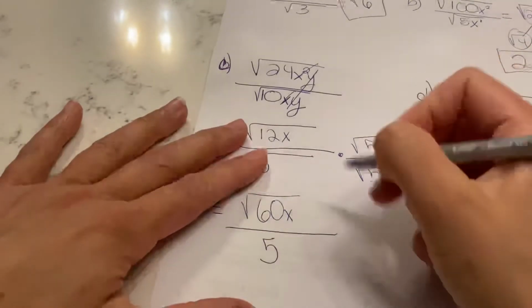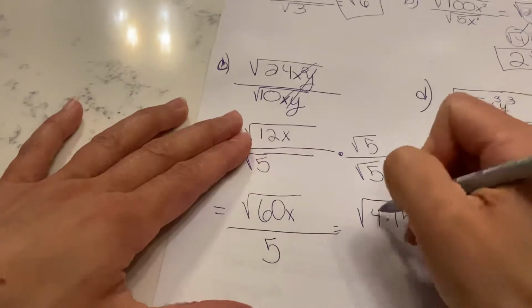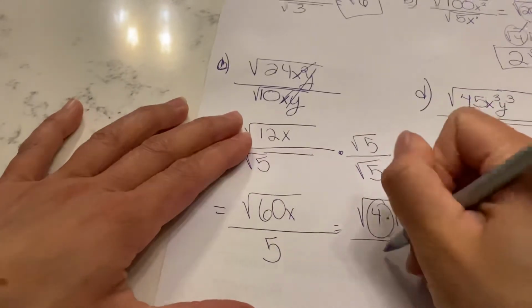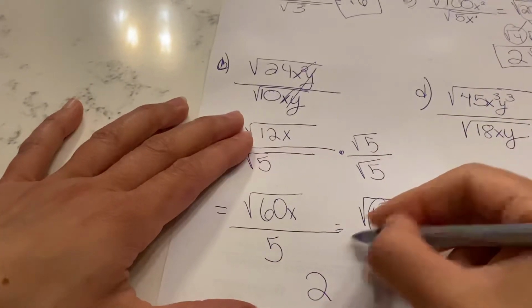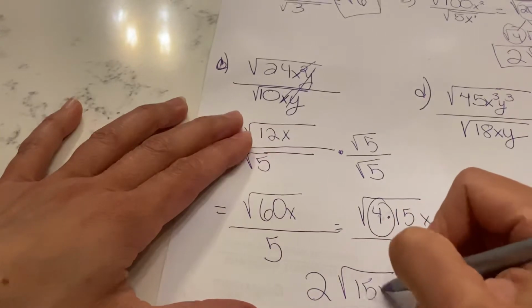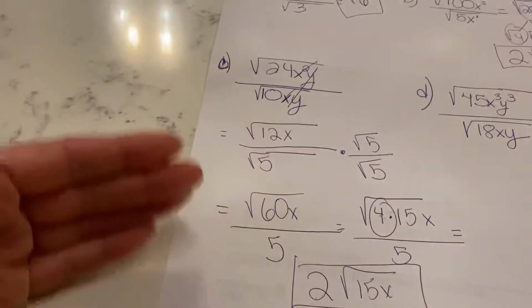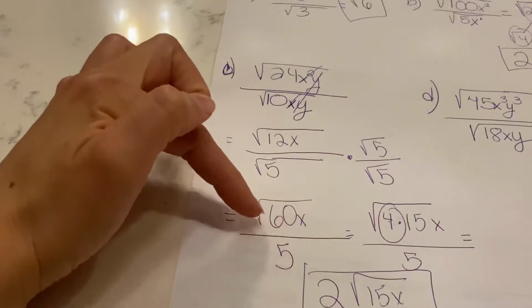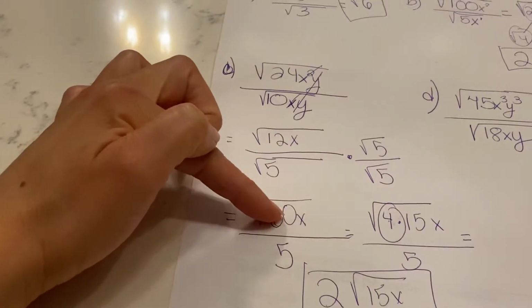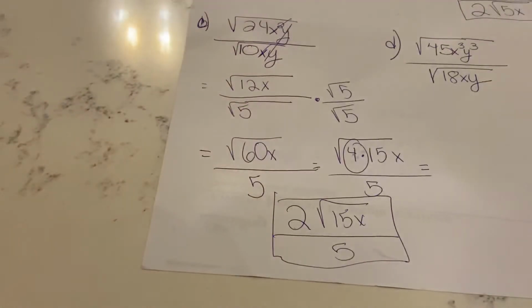So there are many steps involved. Yes, it does. It has 4 times 15. 4 is a perfect square of 2. So your final answer is 2. You've got to pull this out. You're left with square root of 15x over 5. So these are the more challenging ones because you have to divide first. Then you've got to rationalize the denominator. Then you've got to look at the radical. Does it have a perfect square? If it does, I have to break it up and take it out. Okay? So your final answer is 2 radical 15x divided by 5.